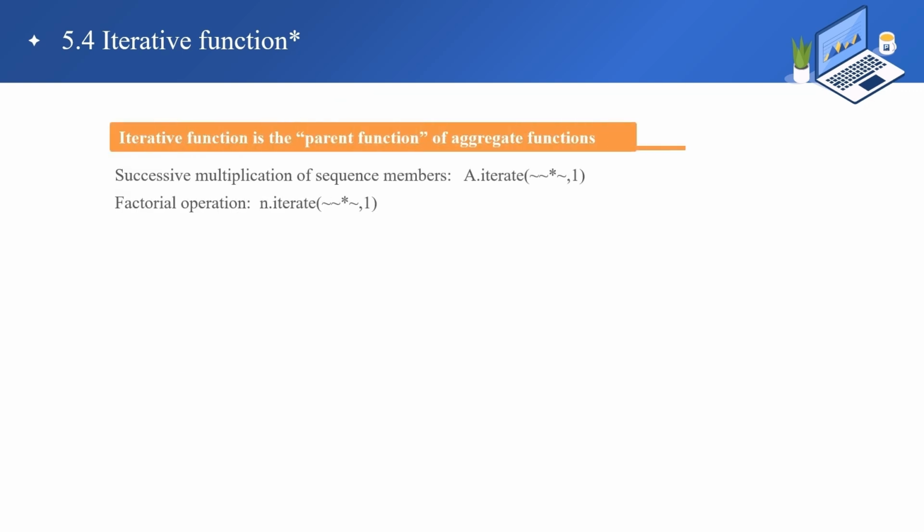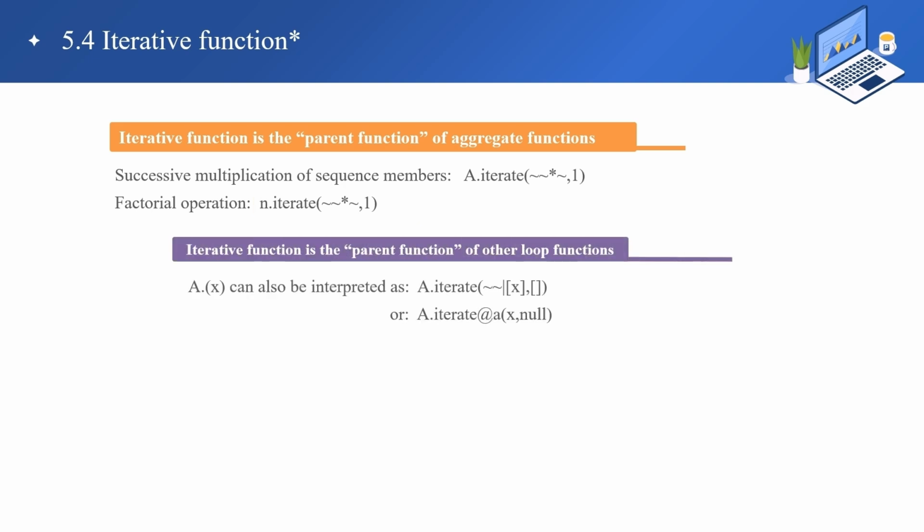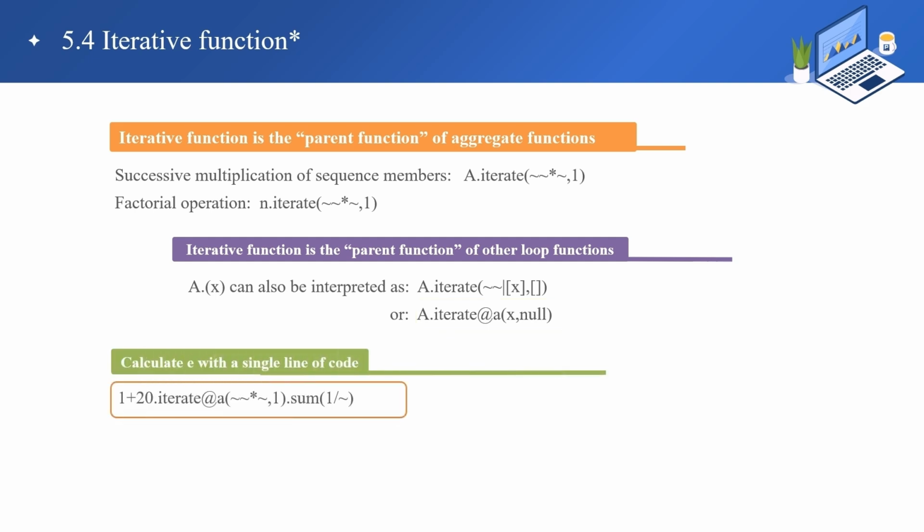It seems that the iterative function is the parent function of these aggregate functions, which can be defined by the iterative function. It is easy to define an operation of successive multiplication of sequence members with the iterative function. Factorial operation is a special case. In fact, A.x can also be interpreted as or. Iterative function is indeed the parent function of other loop functions. Now we can calculate E in one line. The iterative function in the middle will also be calculated as a sequence of factorial values.